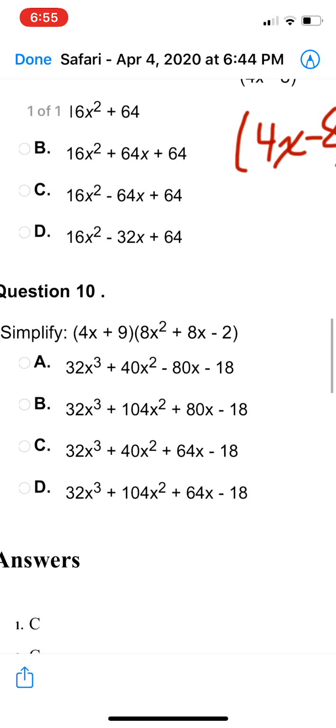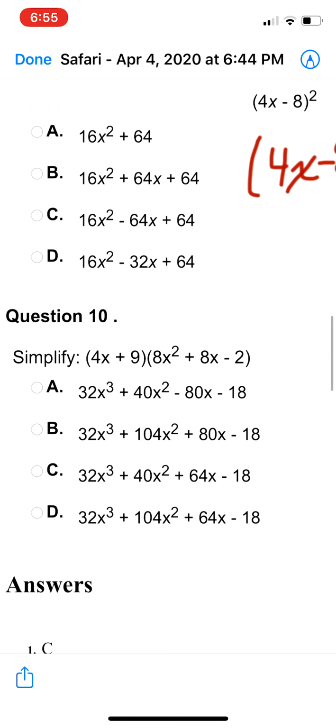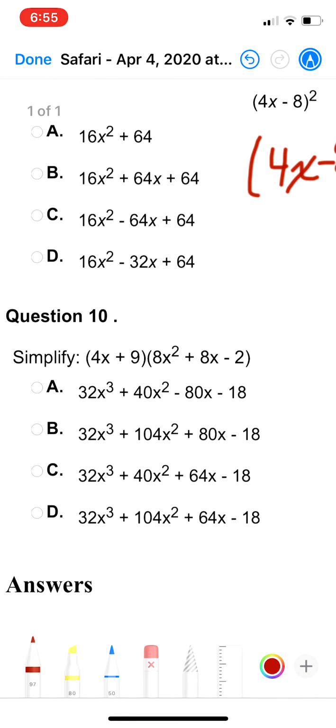All right. Number 10 is just like number 1, so let's do that, and then I'll go back to the word problem. So this is a binomial times a trinomial. There's 2 terms times 3 terms. So you're going to essentially do the same thing. You're going to take that first term in the first parenthesis and multiply it with all 3 in the second. So you're going to take your 4x times 8x squared, 4x times 8x, and 4x times negative 2.